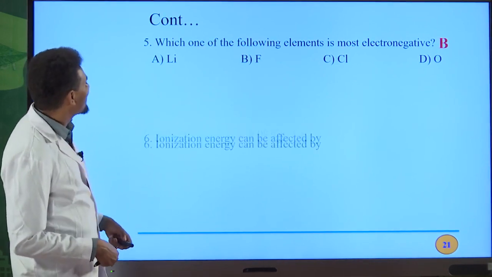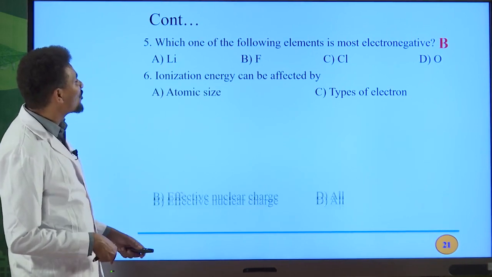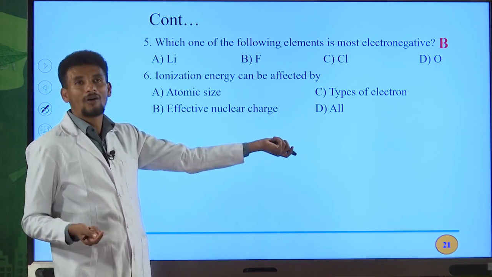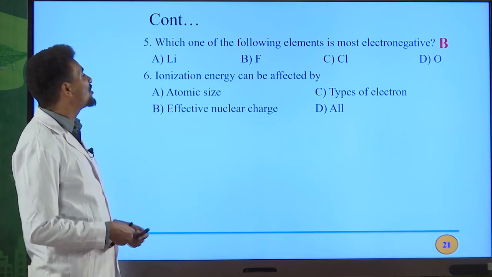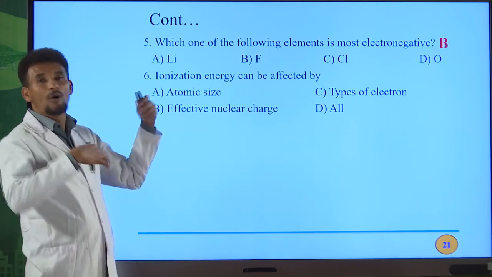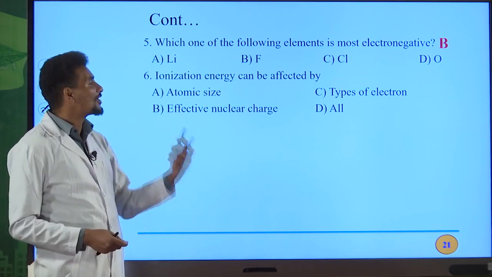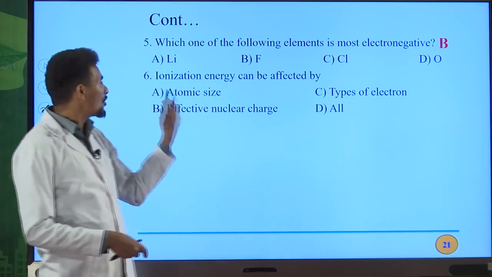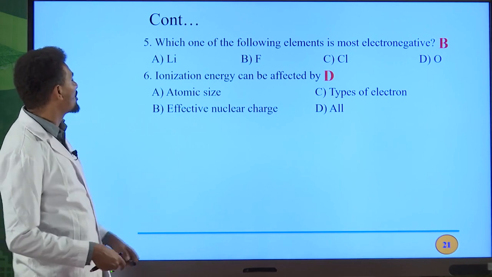Question number 6. It says ionization energy can be affected by A, atomic size, B, effective nuclear charge, C, types of electron, D, all. All of them affect the ionization energy of the elements. So I already told you that screening effect also affects ionization energy of the elements, and another one is electron configuration. Stability also affects ionization energy. So D is the correct answer for this question.